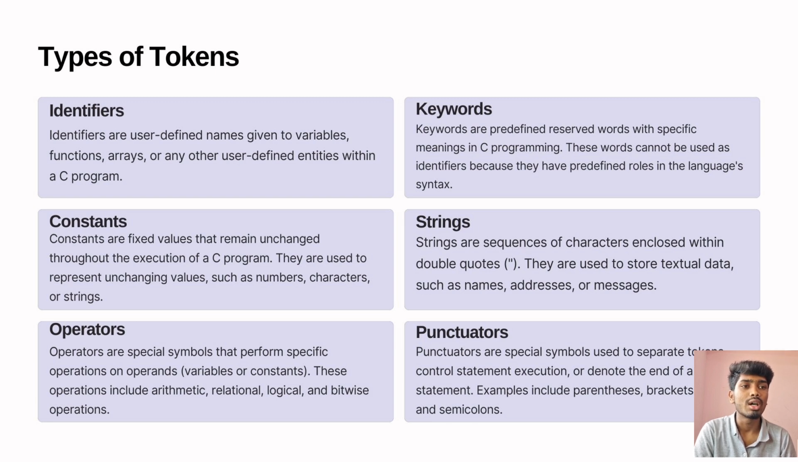Keywords. Keywords are predefined reserved words with specific meanings in C programming. These words cannot be used as identifiers because they have predefined roles in the language's syntax. Strings are sequences of characters enclosed within double quotes. They are used to store textual data such as names, addresses, or meanings. Punctuators. Punctuators are special symbols used to separate tokens, control statement execution, or denote the end of a statement. Examples include parentheses, brackets, braces, and semicolons.